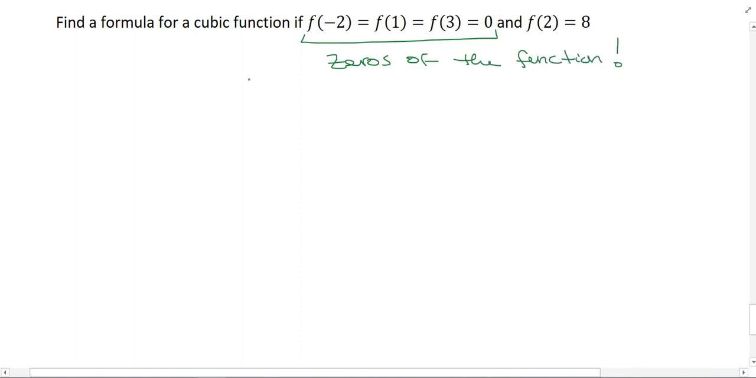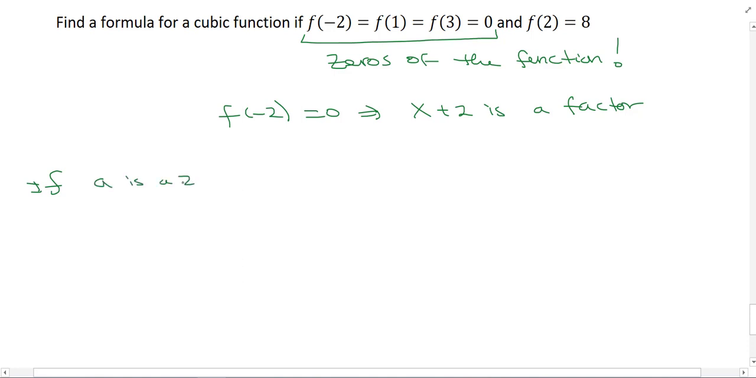So that means that if f of -2 is 0, that means that x plus 2 is a factor. I was going to say x minus a minus 2, right? Because if a is a 0, then x minus a is a factor, right? So in this case, -2 is a 0, so that means that x minus a minus 2 is a factor.